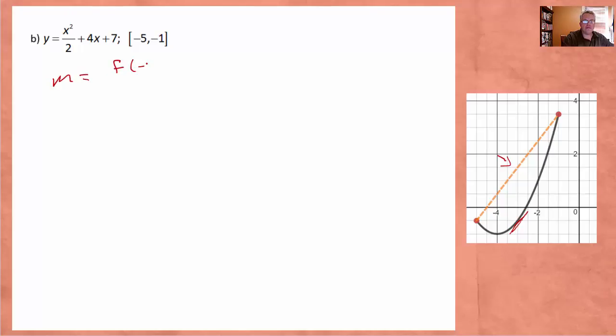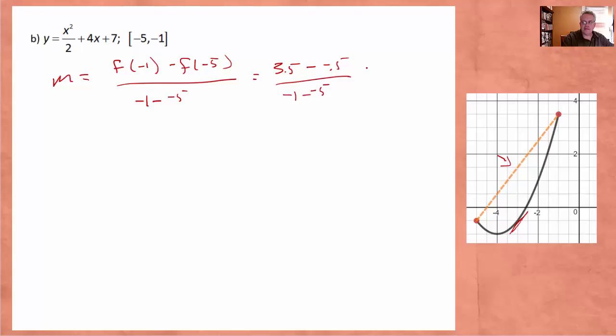So this will be f of negative 1 minus f of negative 5, all over negative 1 minus negative 5. I did the math on this. I got 3.5 minus negative 0.5, all over negative 1 minus negative 5. This ends up being 4 over 4, which is positive 1. So we're going to look for at least one value in this interval where the derivative is positive 1.